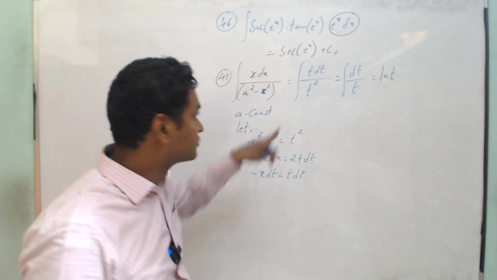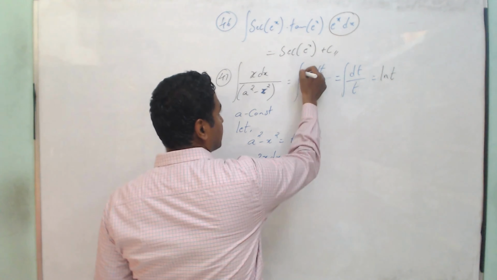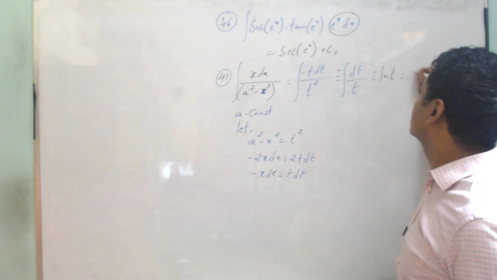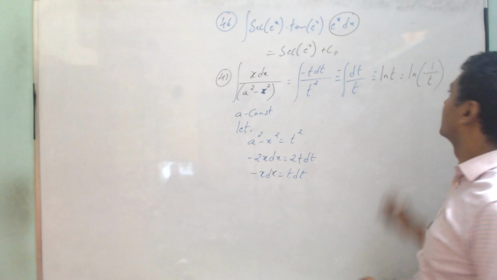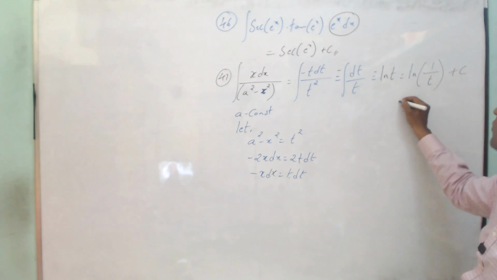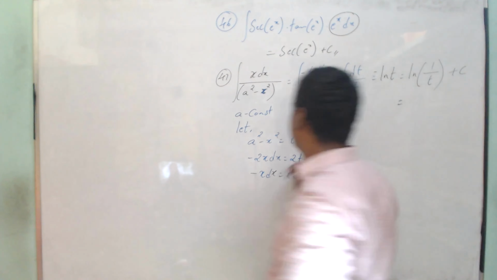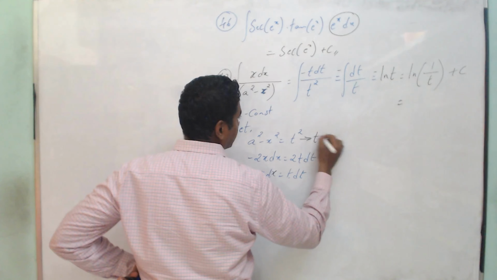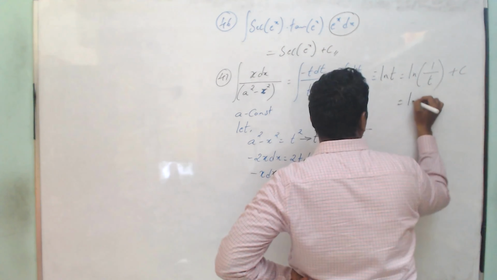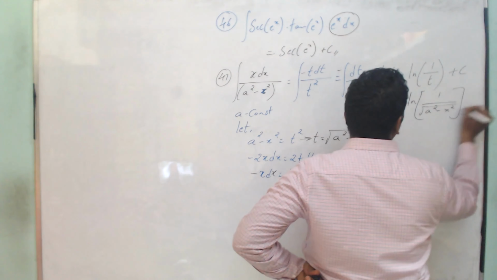When I substituted x dx is t dt, a minus sign should come, so there is a minus sign here. Minus ln t is nothing but ln of 1 by t. And because I have already integrated, I'll add plus c. And what is t? My a square minus x square is t square, so my t is under root of a square minus x square. So the answer here will be ln of 1 by under root of a square minus x square, plus c.